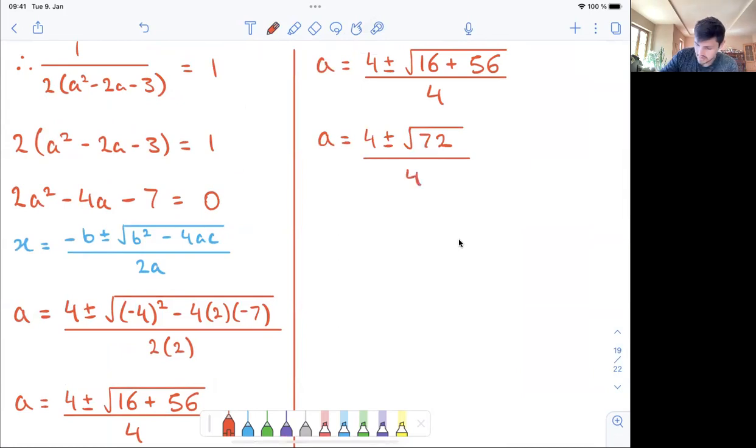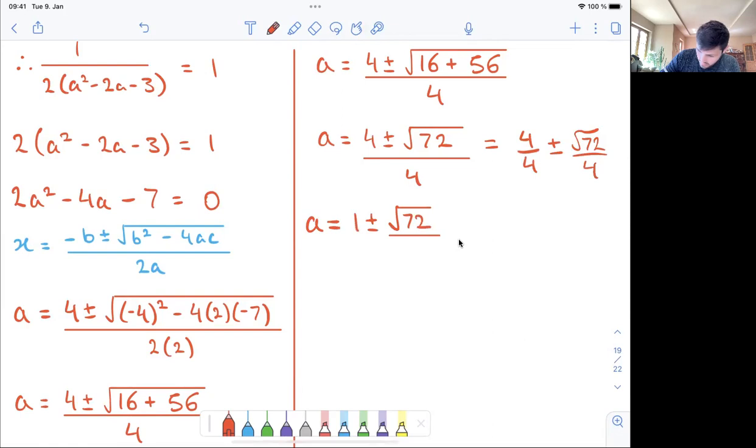And now what we can do is separate this into 2 separate fractions, if you will. So we could say we'd get 4 over 4 plus and minus the square root of 72 over 4. Now, 4 over 4 is just going to be 1. So we can say a is equal to 1 plus and minus the square root of 72 over 4.